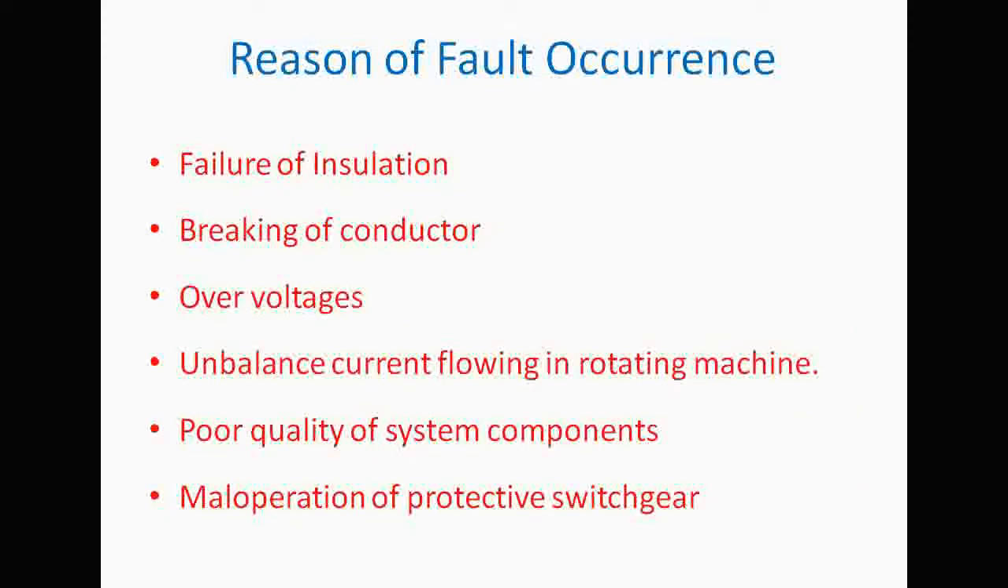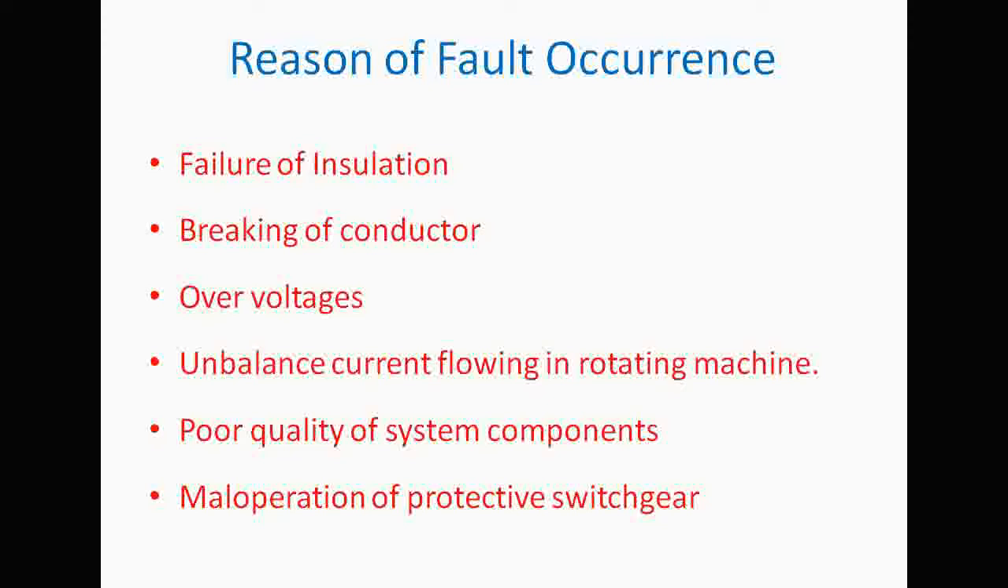Now what are the different reasons for fault occurrence in the network? The first major reason is failure of insulation. Next one is breaking of conductor. Next are over voltage, unbalanced current flowing in the rotating machines, poor quality of system components, and maloperation of the protective switchgears.